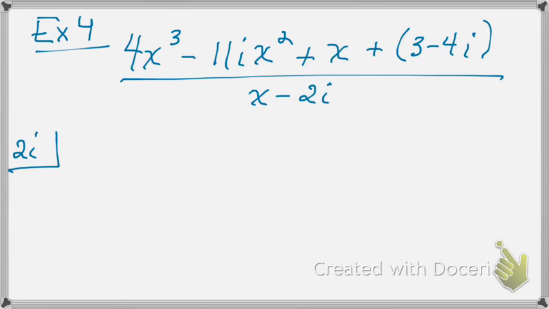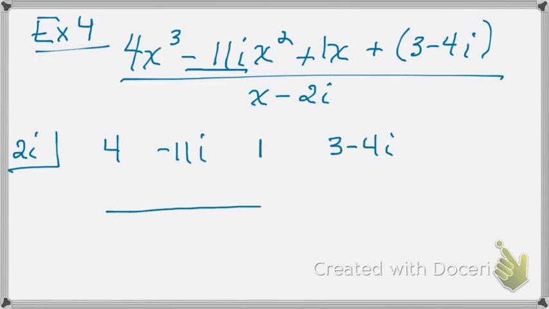Okay, now my coefficients. I have a 4 on the x cubed. My coefficient on the x squared is a negative 11i. So you want to be careful with that. Okay? Then I have a 1 on my x, so that's my next coefficient. And then at the end, I have a 3 minus 4i all in parentheses. Okay? So I have 4 separate terms: my x cubed, my x squared, my x, and then no x at all.